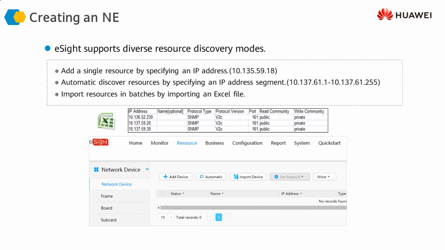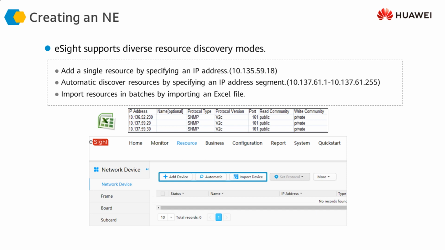We can create a network element, or add any device to the NMS, by using either one of two methods. Either we can add a single resource or a single device by using its IP address, or we can automatically discover multiple devices using a range of IP addresses. Both these options are available.